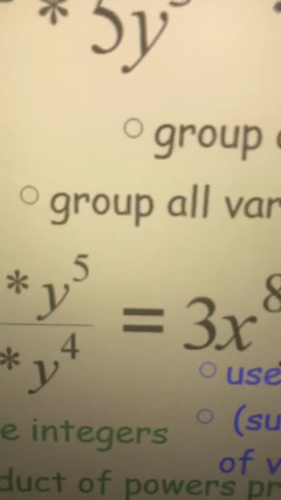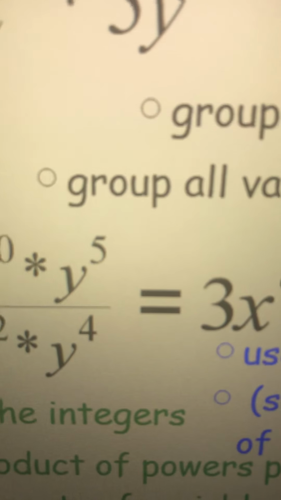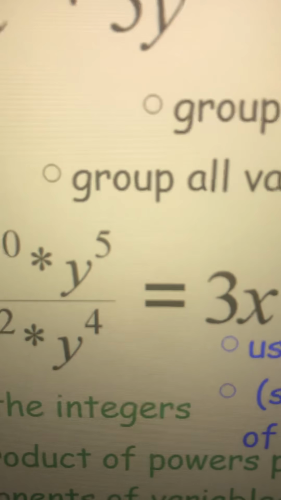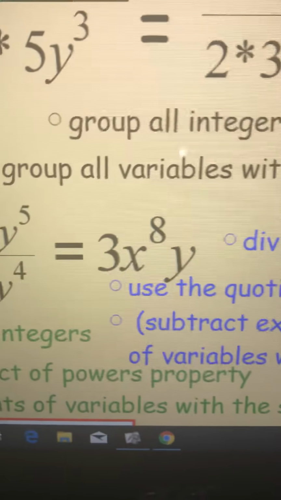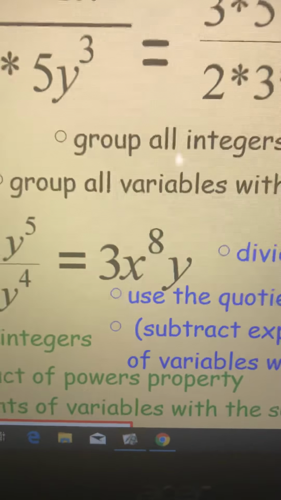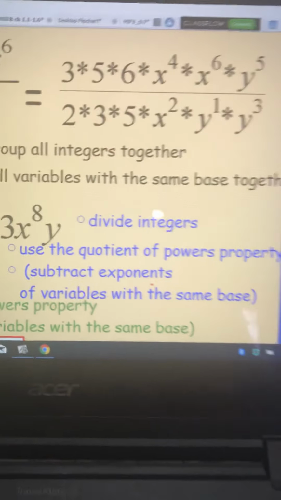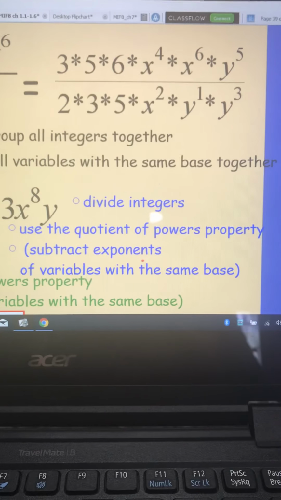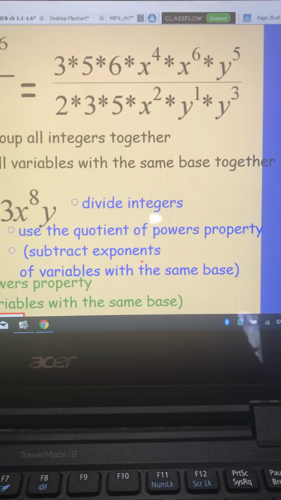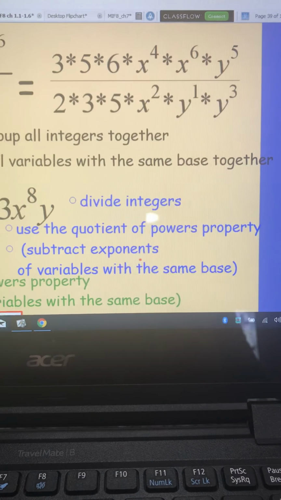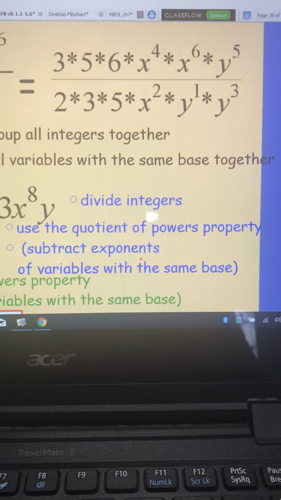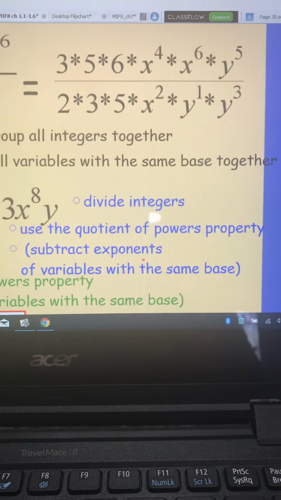Final step, take care of your y's. y to the 5th over y to the 4th. Keep that y and subtract the exponents is y to the 1st, but we don't show the exponent of 1. And your notes are in blue for that step. Divide integers, or coefficients if you'd rather. Use the quotient of powers property, fancy word for subtracting exponents of variables with the same base.